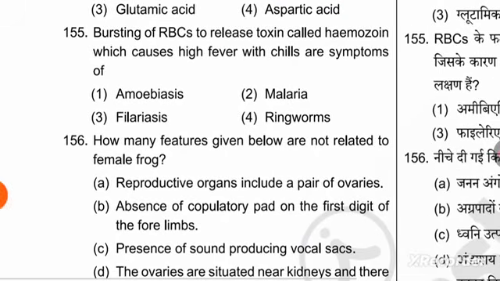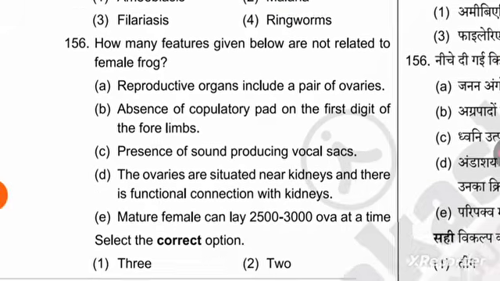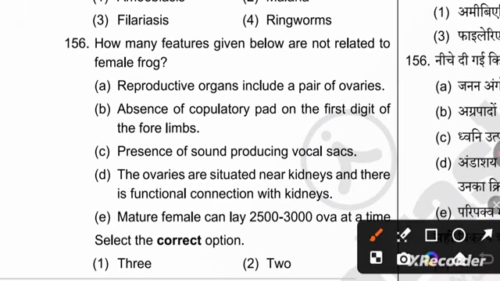155th question, bursting of RBC to release a toxin called hemozoin, which causes high fever and chill, are the symptoms of malaria. It is a symptom of malaria. 156th question, how many features given below are not related to female frog? So reproductive organs include a pair of ovaries.